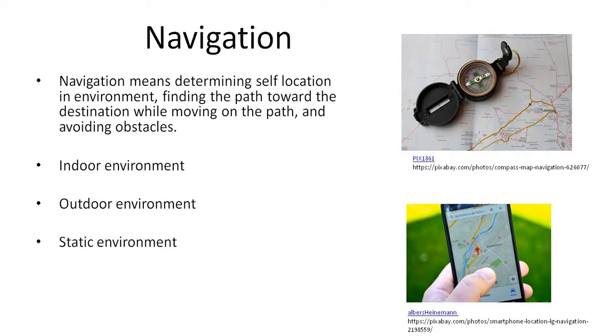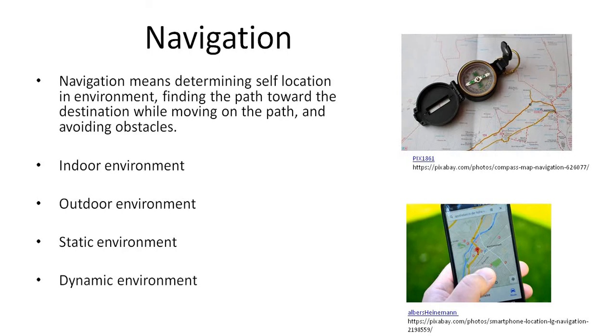Then we have static environment. Static environment means the obstacles in this environment are fixed, they are not moving. So the objects in the environment are fixed. One example of a static environment is the industrial environment, where the robot arm has to pick and place. It's not that only the robot arm has to move, but other objects in the environment remain fixed at their original location. So this is an example of a static environment.